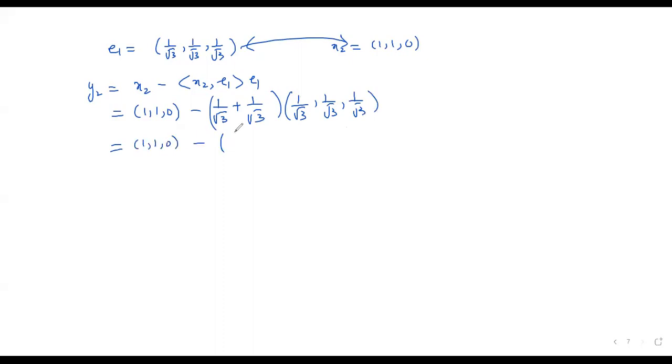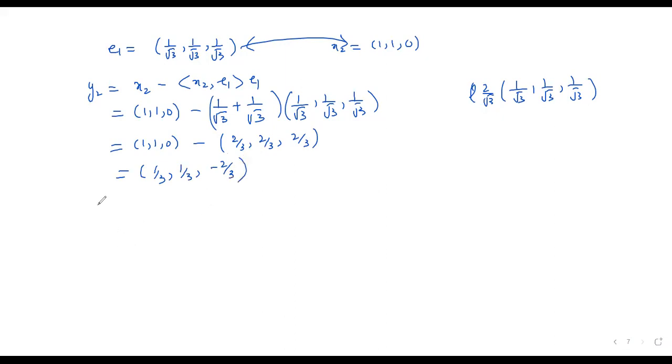So that becomes 1 1 0 minus 2/√3 into 1/√3, 1/√3, 1/√3. So that is just 2 over 3, so it should be 2/3, 2/3, 2/3. And when we subtract, it should be 1/3, 1/3, minus 2/3, right? And my e2 will be y2 divided by norm of y2.